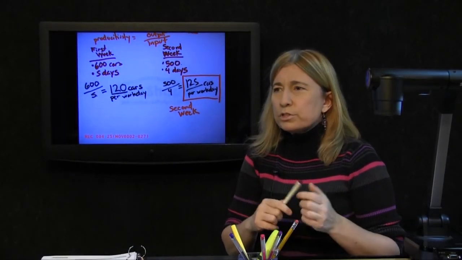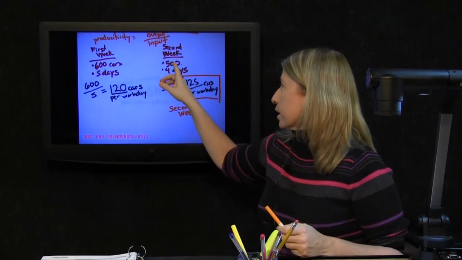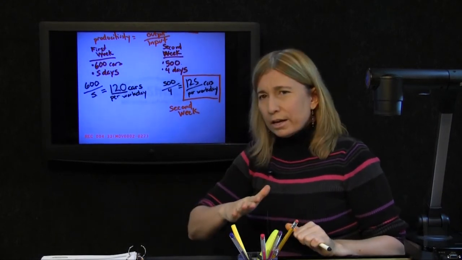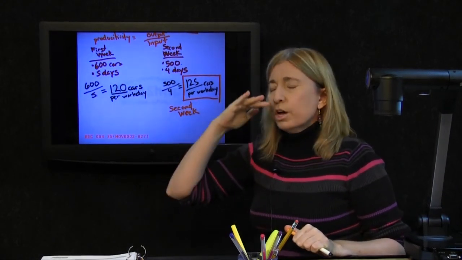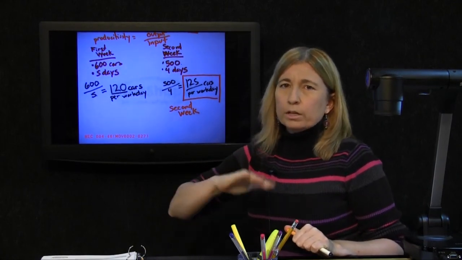Ironically, that was the shorter week in which it made fewer cars. In the second week, it only produced 500 cars, but nonetheless, when you compare the number of cars to the number of work days, it was more productive overall in that second week.